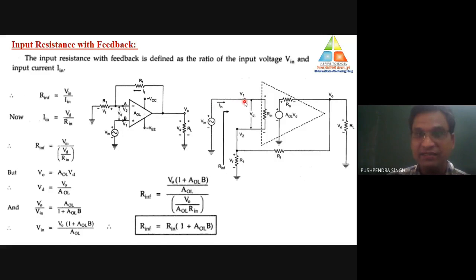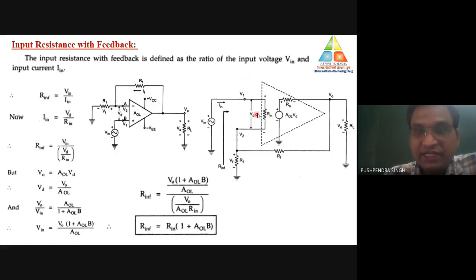So what is Iin? The total current will flow with the help of this resistance Rin. So the value of Iin is Vd divided by Rin. Why? Because across this resistance, the total value of current is Iin. There is no other path for this Iin to flow, so this is the only path where the Iin current can flow. So the value of Iin is Vd divided by Rin.